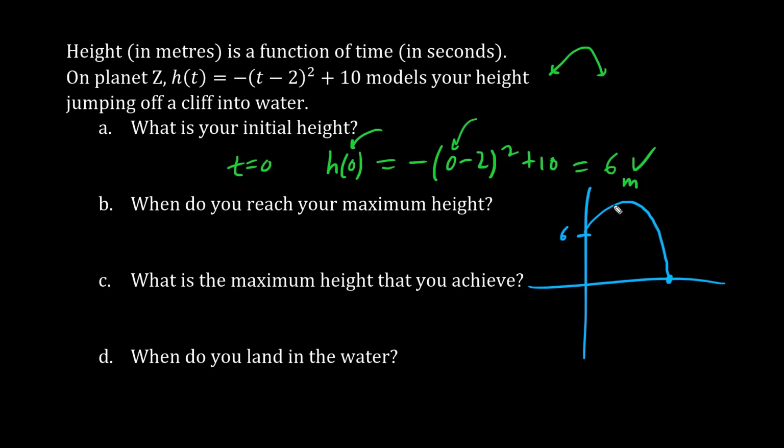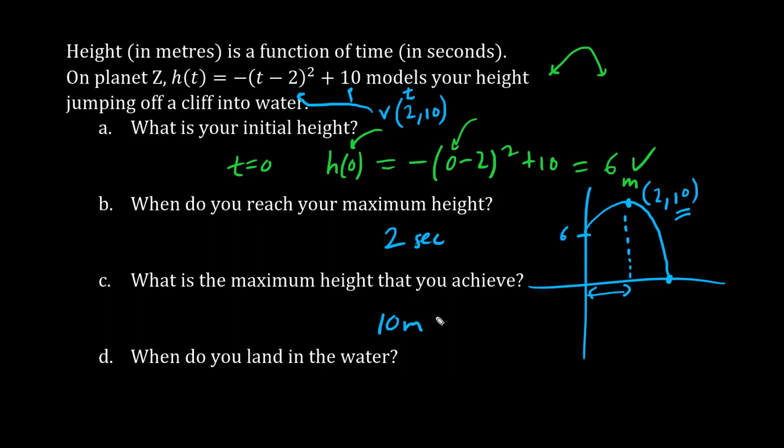Part B. When do we reach our maximum height? Over here, the tip of the parabola. This maximum height is concerning the y value, but we're concerned about the x value because this is the duration of time that has passed. Looking at this vertex form, the vertex is 2, 10, and the first value is our t value, or time. So we'll say that 2 seconds later we reach our maximum height, and that maximum height is 10 meters.